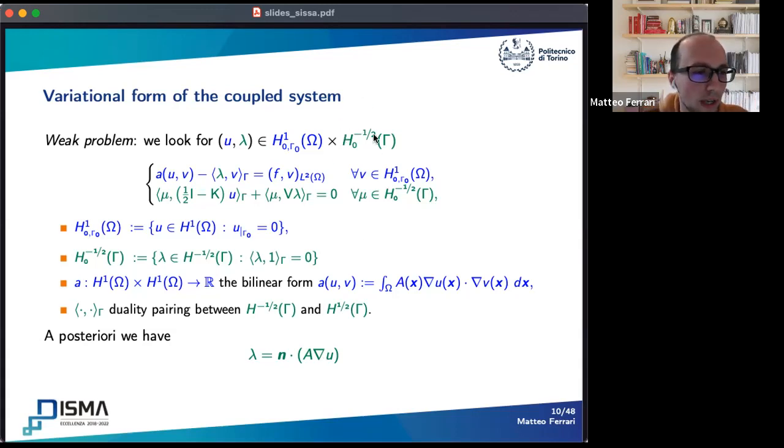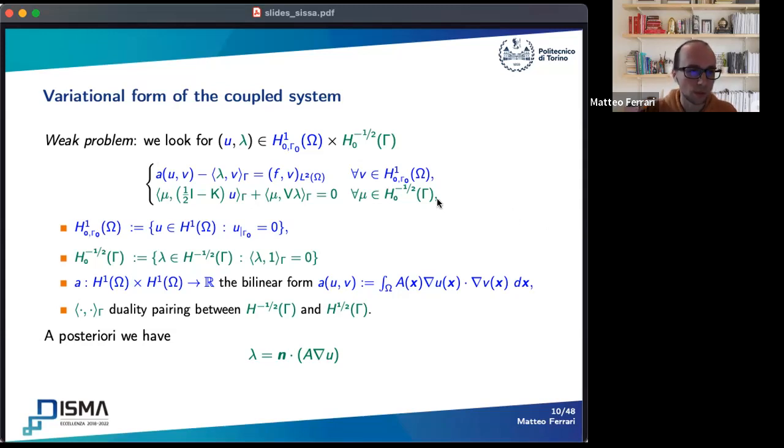Last thing, why do we have this space H_0^{-1/2}? Because lambda is this normal derivative, associated to the normal derivative of u infinity, the solution in the infinite domain, and by the radiation condition, a posteriori, this normal derivative satisfies this condition. So to test with a function in the same space, we take mu in exactly the same space. Okay, so this is the end of part zero. This is my coupling, the Johnson-Nédélec coupling. What we will do is to study the stability and to discretize this by means of the virtual element method.